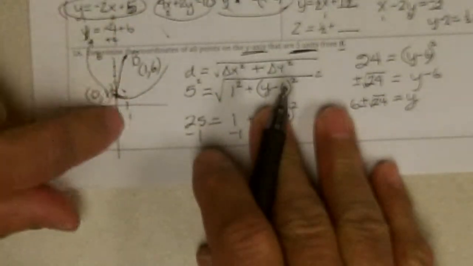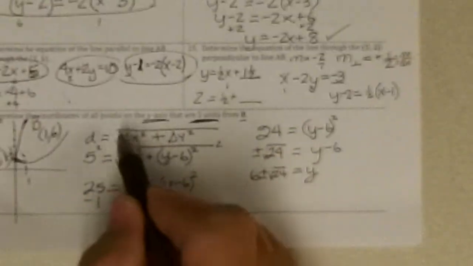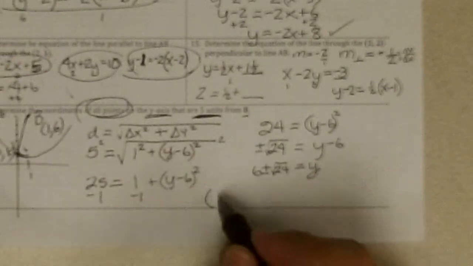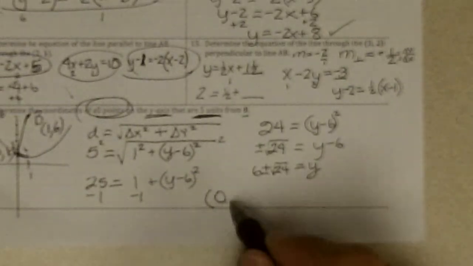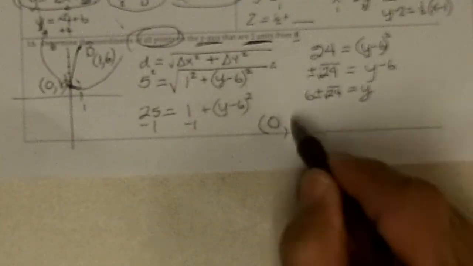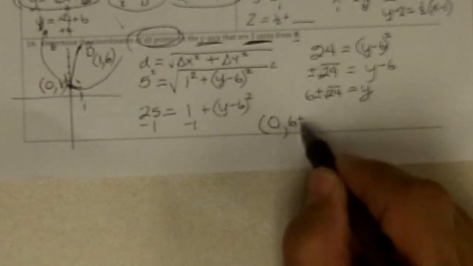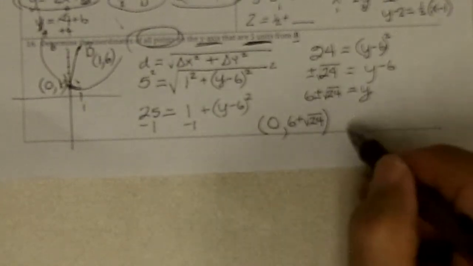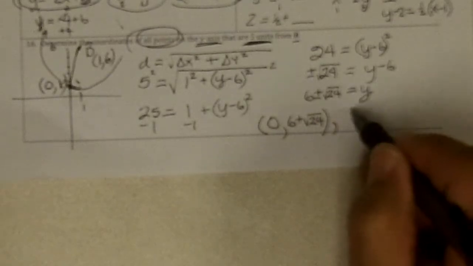That means there's 2 places, which we knew there were 2 places on here, but I asked for the points, so you have to give me coordinates of points. The x coordinates were always 0. So 0, and then 6 plus the square root of 24 is one of the points. The other one is also 0, but it is 6 minus the square root of 24.